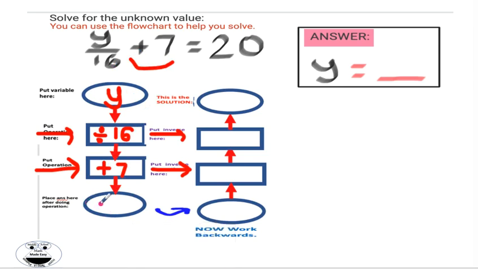And then we're going to write the number that's by itself on the other side, which is 20 here, and 20 here. Now we're just going to put the opposite operation, the inverse, in these boxes. So the opposite of plus 7 is minus 7. And the opposite of divided by 16 is multiplying by 16. And then we're going to use this part of the flowchart and over here to solve.